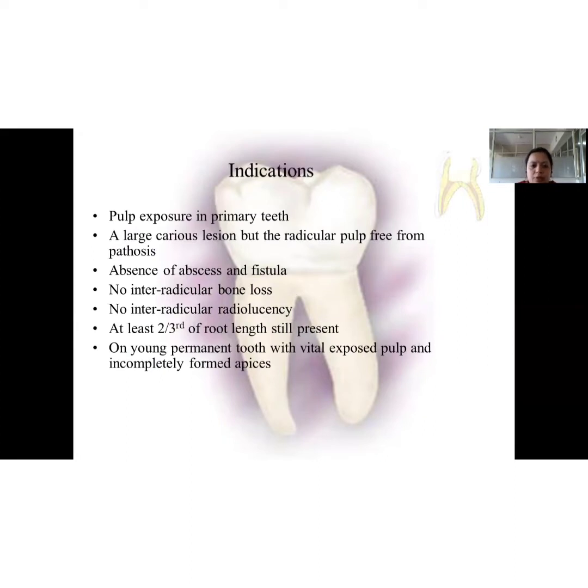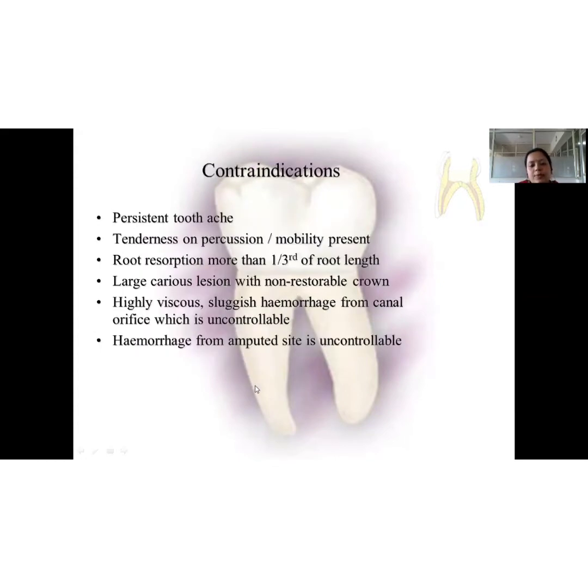Now, what are the indications of pulpotomy? Pulp exposure in primary teeth. A large carious lesion, but the radicular pulp is free from pathosis. There is no interradicular pathology. There is no breakage in the lamina dura. There is no widening of the periodontal ligament. There is no abscess or fistula. At least two-thirds of the root length is still present. And in a young permanent tooth with vital exposed pulp and incomplete apexogenesis. These are the indications.